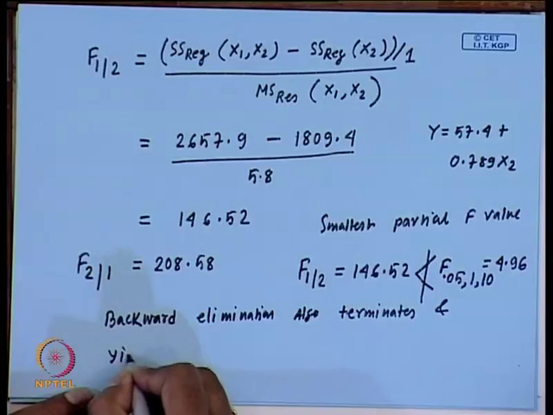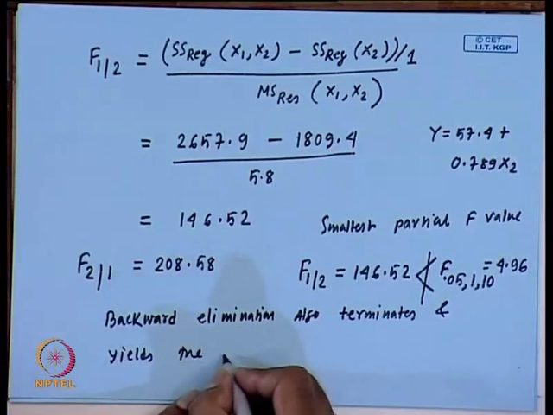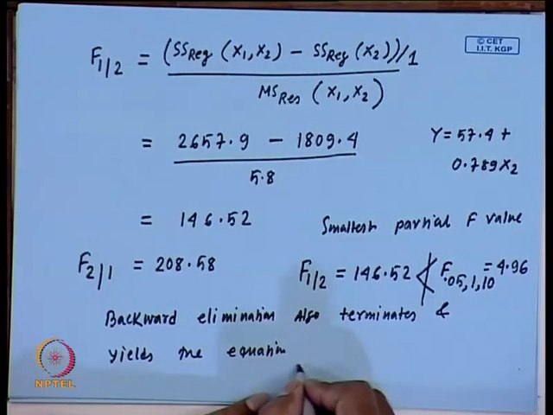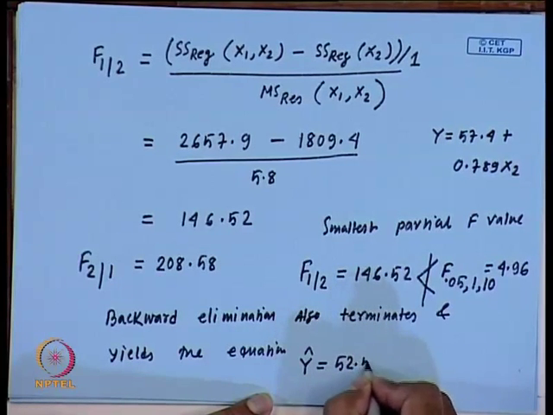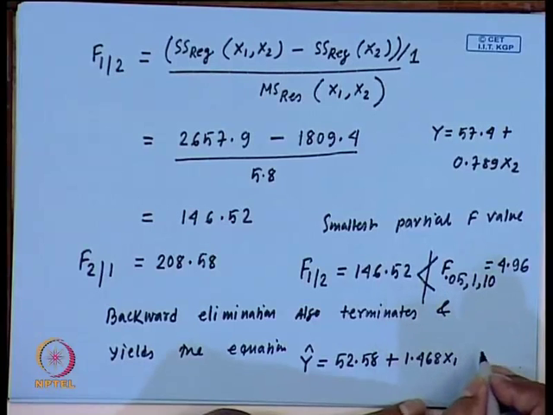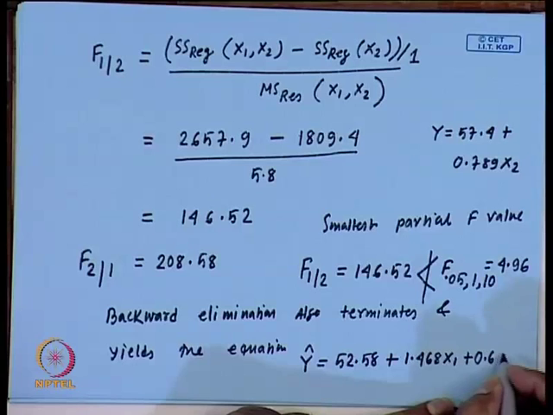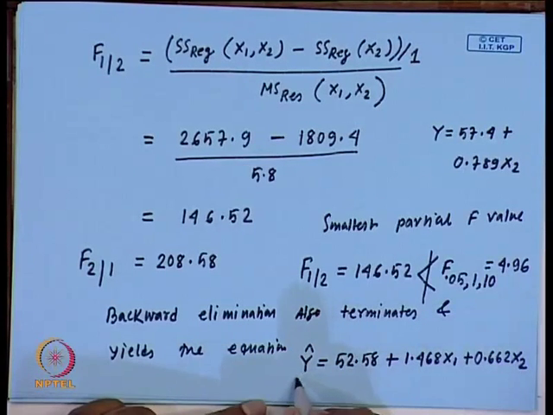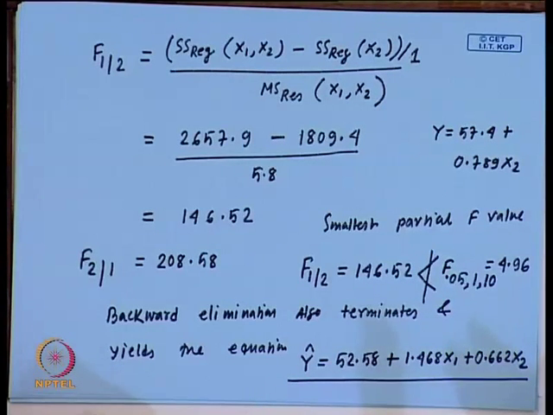And it yields the final equation: y hat equal to 52.58 plus 1.468 X1 plus 0.662 X2. That means the model involving X1 and X2 is the best subset regression model. So, the output of the backward elimination algorithm for the Hald cement data is that the subset model involving X1 and X2 is the best, okay, according to the backward elimination algorithm. Next, we will be talking about the forward selection. Okay.